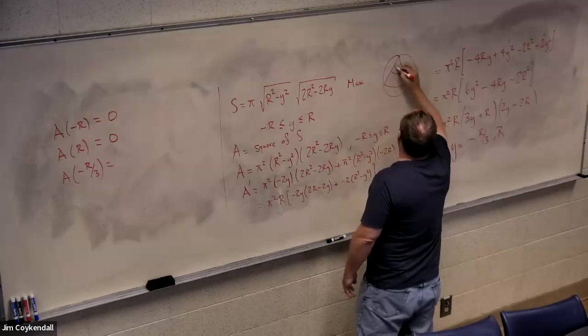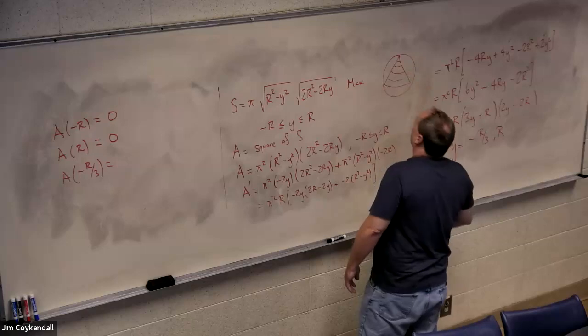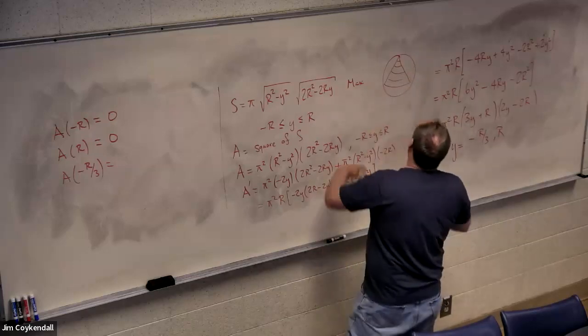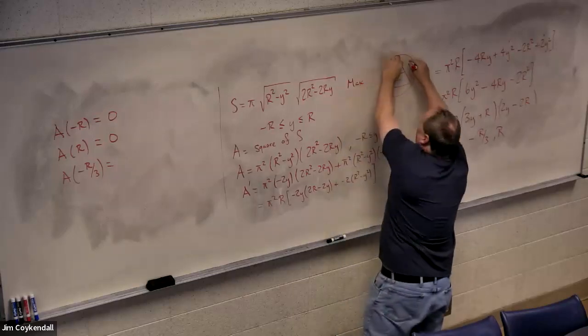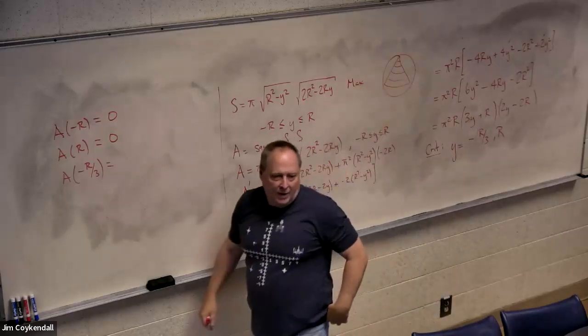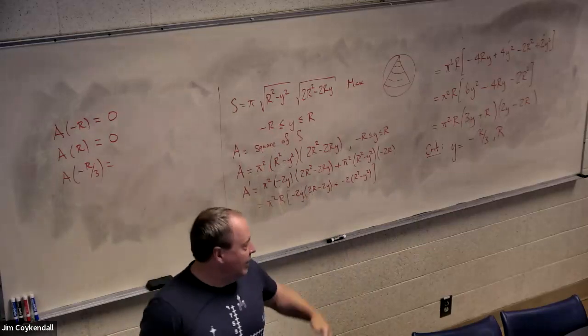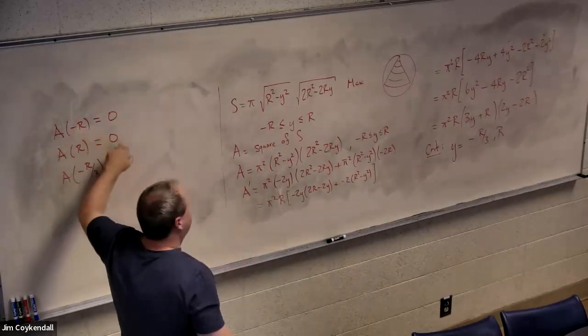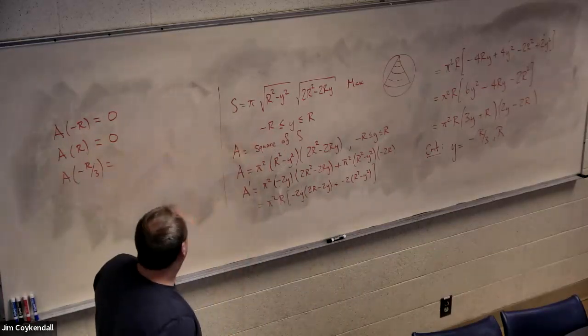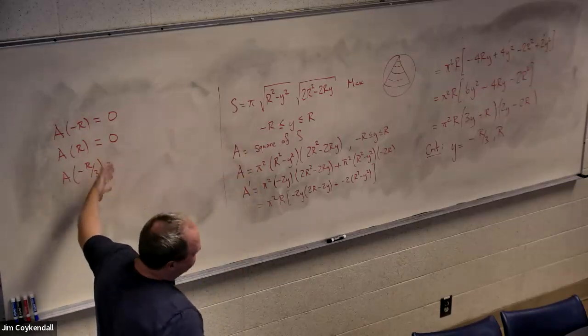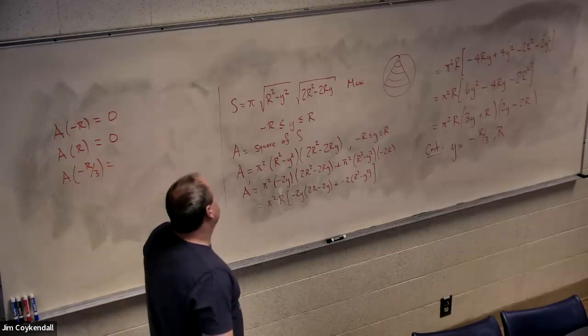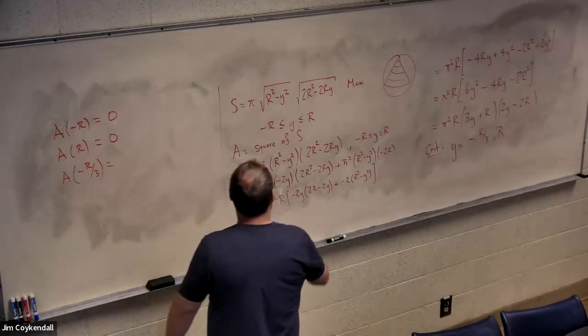cone inside here, when Y was negative R, it was tall and thin, which I don't think has that much surface area. And when R is all the way up top, when Y is R, then that's just a point at the North Pole. So this is here. If this gets a positive number, it's minus. Let's see what happens when I put this in.